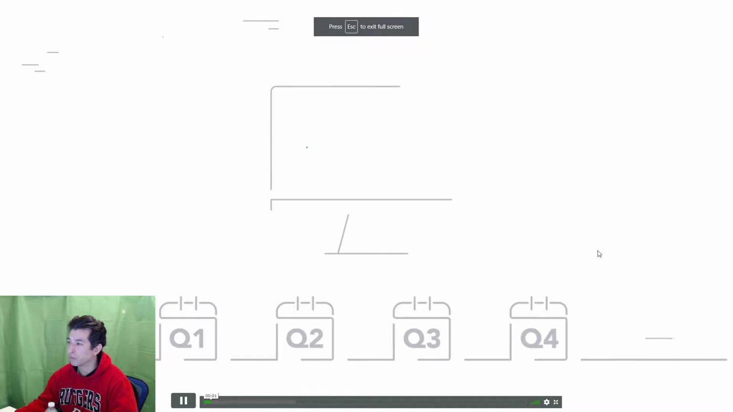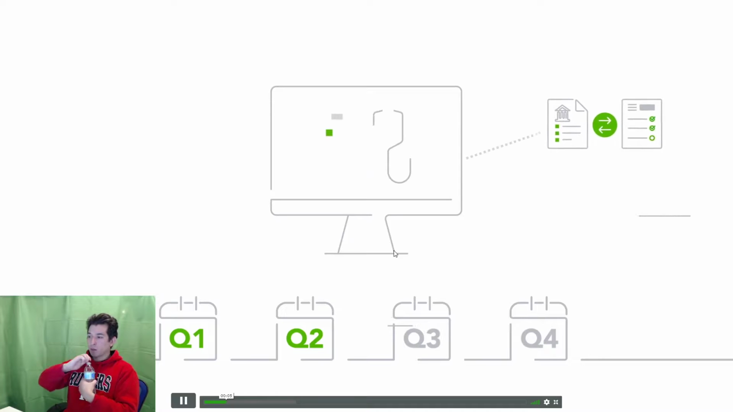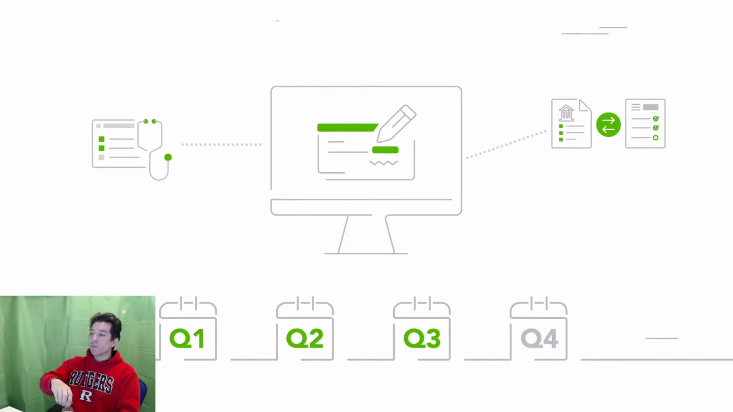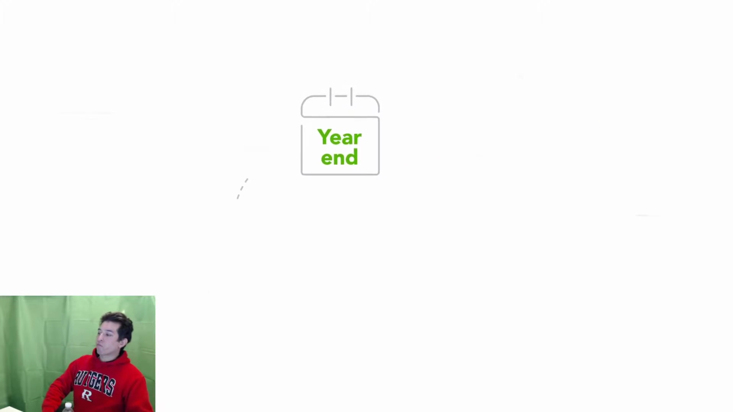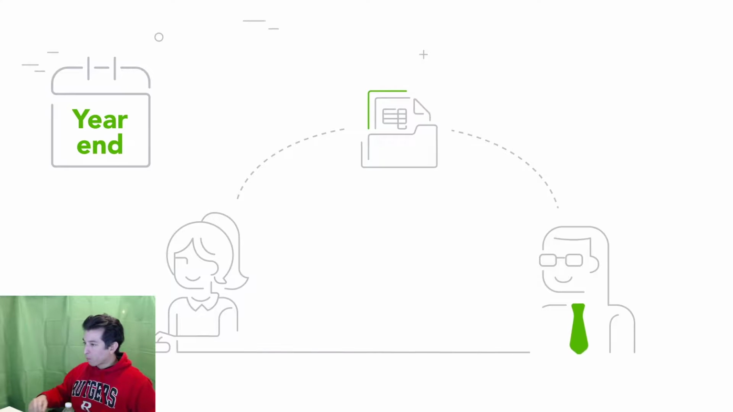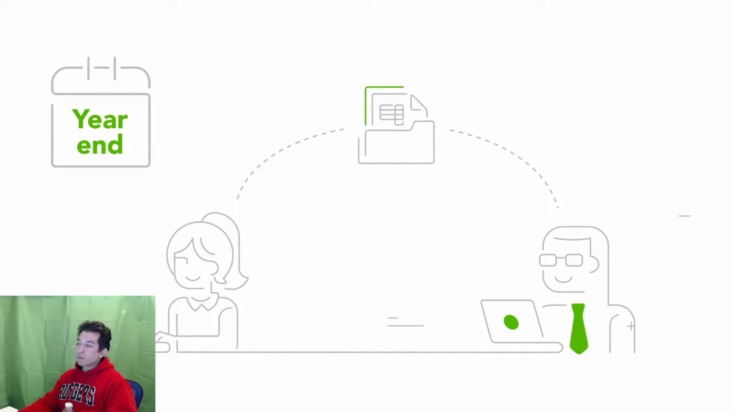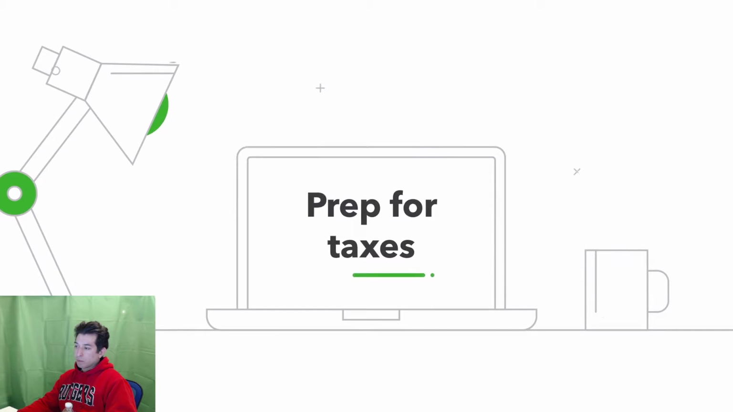Throughout the year, you as their accountant professional will manage your client's QuickBooks file, reconciling their books, correcting errors, and making sure liabilities are correct and paid on time. At year end, it's time to make sure everything really is correct and optimized and ready to hand over to a tax preparer or tax professional. This is where Prep for Taxes comes into its own. So what is Prep for Taxes?